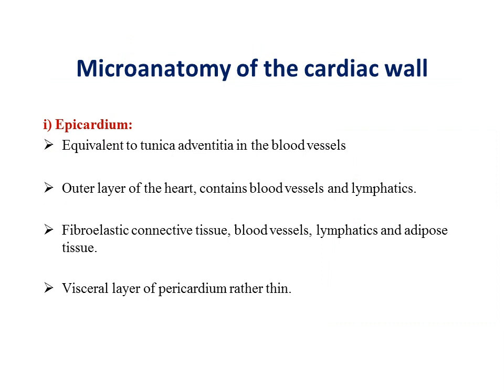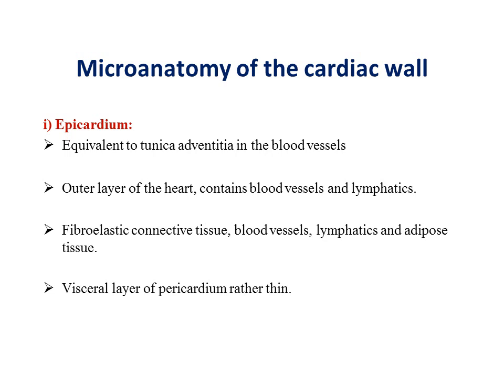Let us have those structures of the heart from outer to inside one by one. If we are talking about the epicardium, the epicardium is equivalent to the tunica adventitia in the blood vessels. We know a blood vessel has three layers: tunica adventitia, tunica media, and tunica intima. Let us have some sort of similarities. The heart is the main vascular structure, and the blood vessel is related to that.